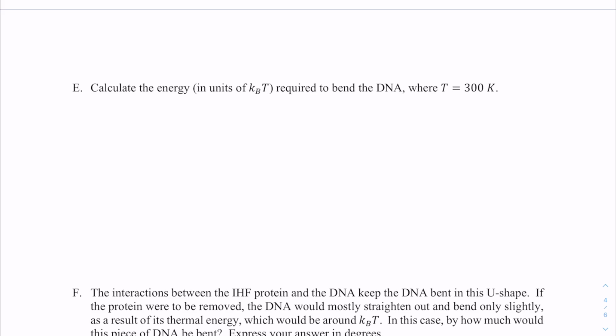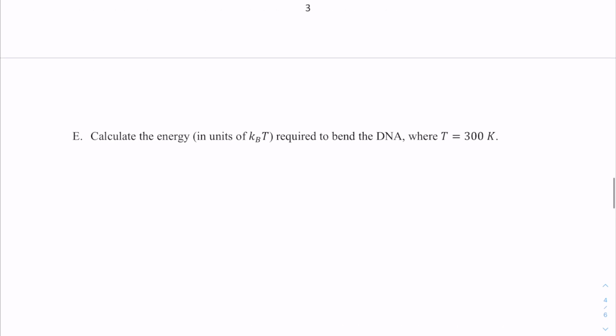Hey everyone, this is me editing in post. Sorry, I made a mistake for part E. Part F is fine. For those who attended this session, I merely calculated for a KBT. However, the problem is asking you to calculate the energy required to bend the DNA when T is equal to 300 Kelvin in units of KBT. So I completely overlooked what the overarching issue of the problem was. Here they're asking you for the bending energy.